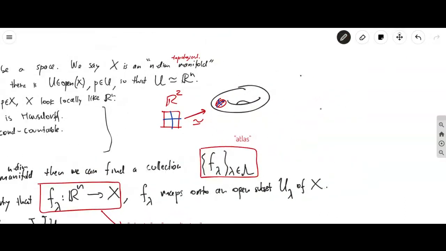Now, I want to give a little warning here. Some authors define charts going the other way around. So they would say that you're mapping U, which is an open subset of X, into Rn. And they're often even more general than that. They might say that it's being mapped to, let's say, a disk in Rn, or a more general region. So it just depends on which author you're following.